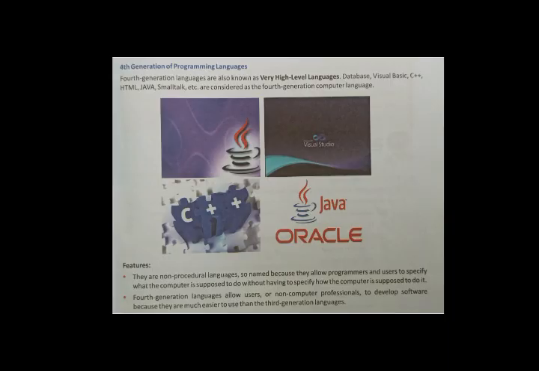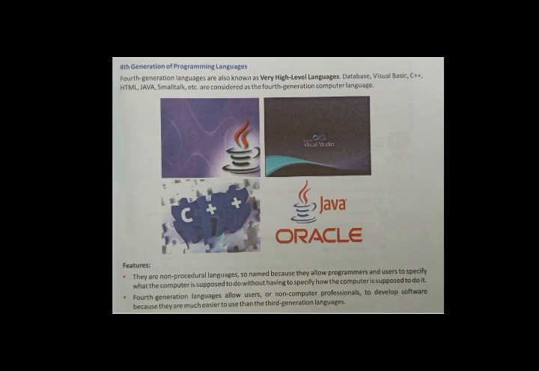Now, fourth generation of programming language. Fourth generation languages are also known as very high level languages. Database, Visual Basic, C++, HTML, Java, Smalltalk, etc. are considered as fourth level computer languages. Here are some pictures given of fourth generation programming languages. There are some features of fourth generation programming languages.